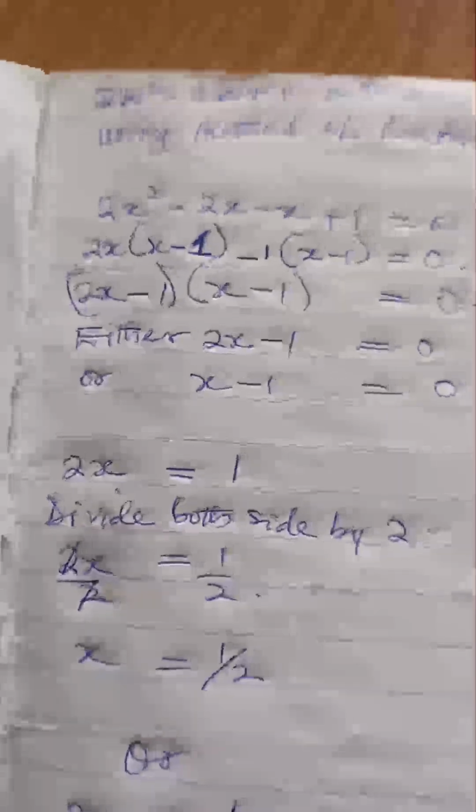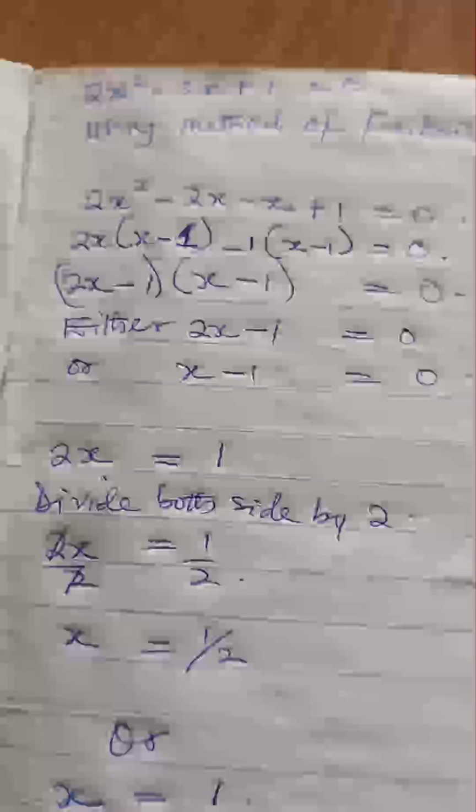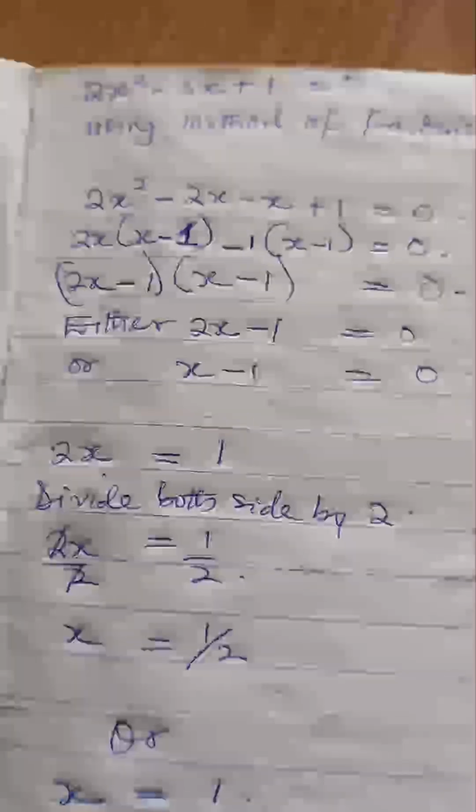So that is what it is. The highest power in this case is 2, so it is said to be a quadratic equation. Now we want to use the method of factorization. Why are we choosing the method of factorization? We are choosing it because we can get the factors of the coefficient of the unknown variable which has a power of 1.